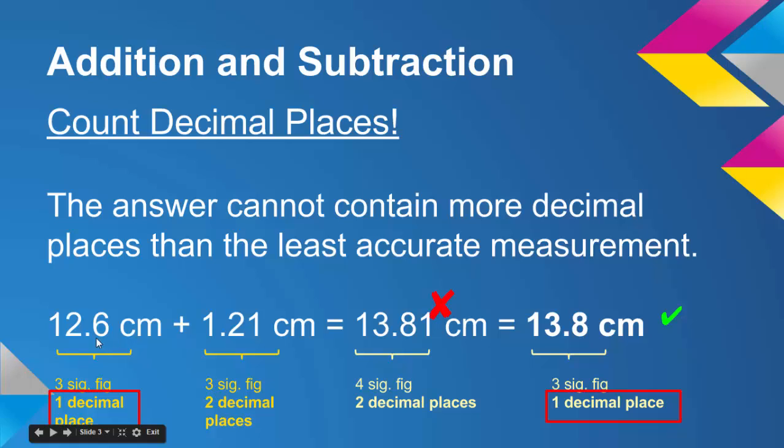Right, and it makes sense too. If I'm not sure about this 6, that's my uncertain place. If I'm not sure about this 6, when I add them together, it means I'm not sure about this 8. So if I'm not sure about this 8, there's no way I'm sure about the 1, right? No. So that doesn't count. So 13.8 is the correct answer.